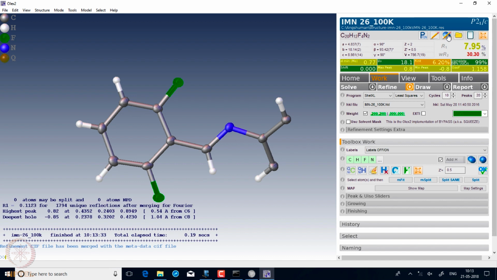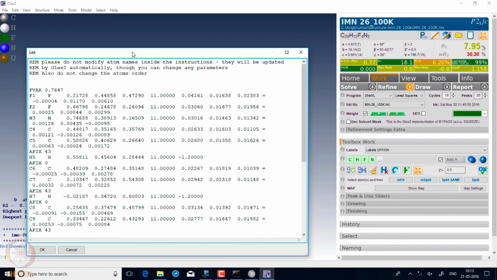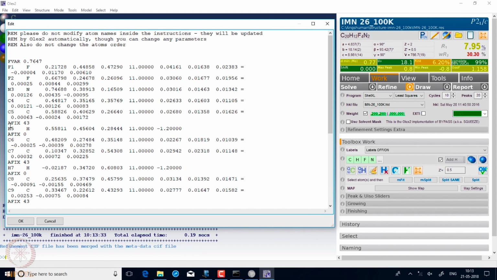So if we now look at the same file, wherever we have these hydrogens fixed to some carbon, a corresponding affix information has come. These two numbers, 43, indicate that this is an aromatic hydrogen, and these are the fractional coordinates. Occupancy is 1, that means 100%, and here is the thermal parameter information. What does it mean?